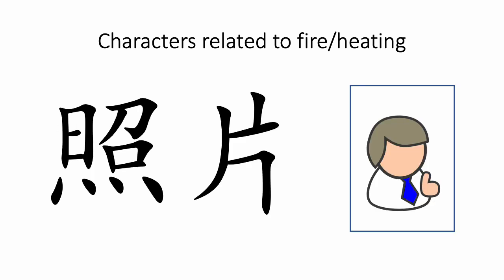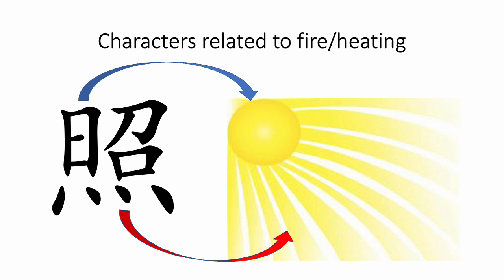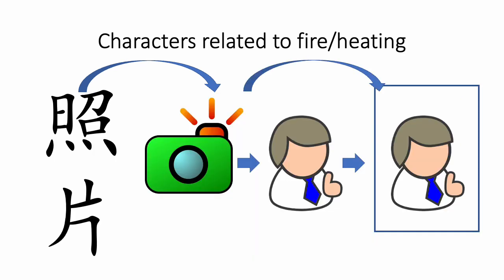Then 照片 means photo. How does it relate to fire? The character 照 means to project light on something. From the character itself, we can identify 日 sun as the source of the light, and 4 dots as the ray of light. The word 照片 actually describes the process of projecting lights and shadows on the film.